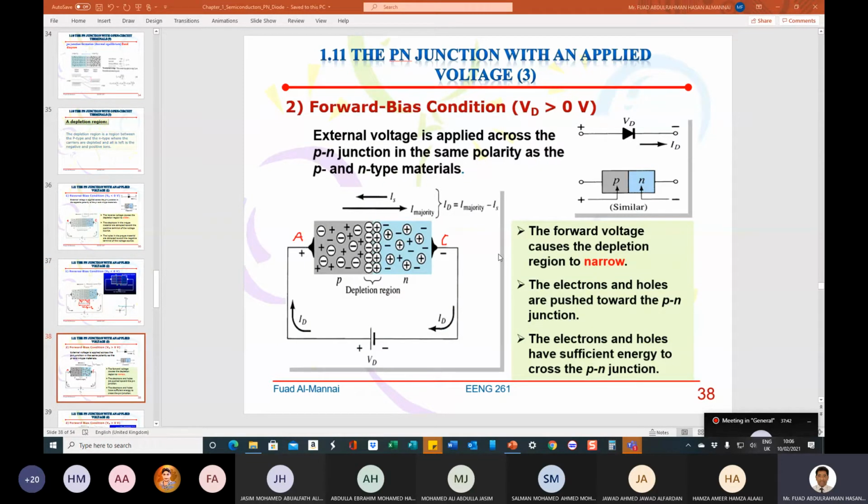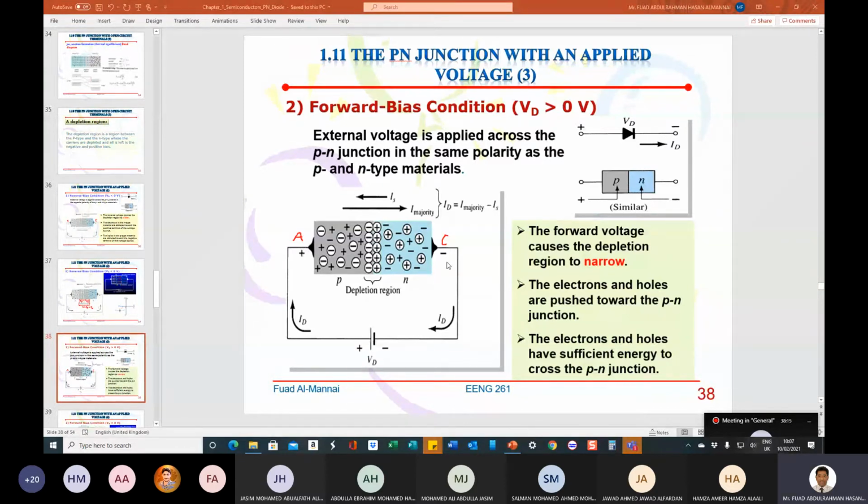Now what about forward bias? VD greater than 0. An external voltage is applied across the PN junction with the same polarity as the PN material. As you can see, this is the anode, positive, and this is the cathode, negative. So we connect the positive terminal to the anode and the negative terminal to the cathode.